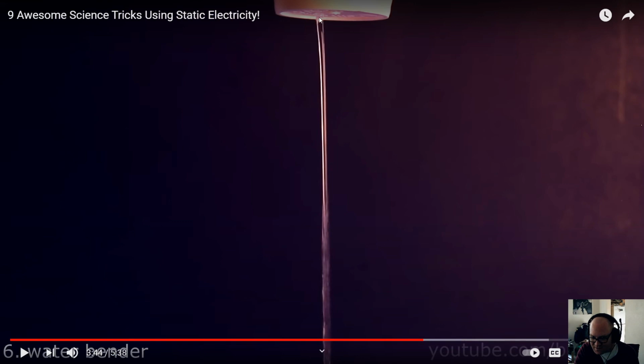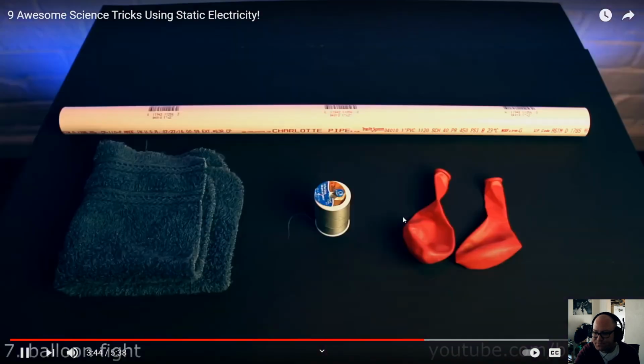Okay, so this is one you can definitely do at home too. You can do it with a plastic comb too. You don't have to have a cup, but you can just take water from your faucet and just make sure it's going really slowly. Then rub a comb on your shirt or your hair, and bring it really close, and it'll bend the water just like that.